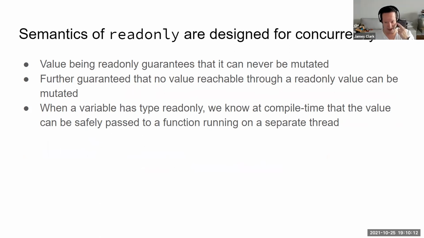And the problem we're trying to solve with read-only is concurrency. When you have a value declared as read-only, you are absolutely guaranteed that it can never be mutated by anybody, any thread, anytime, anyhow. And because of the deepness, you're also guaranteed that nothing reachable via that value can be mutated. So if you have a variable that's type read-only, you know that it's safe to pass that value to a function that's running on a separate thread. Or to put it a slightly different way around, if you've got a function that is running on a separate thread of control, and the data it's sharing is read-only, you can run that function in parallel on a separate thread.